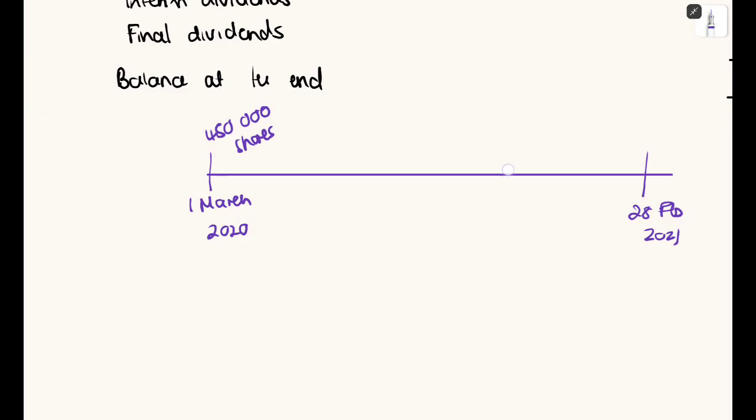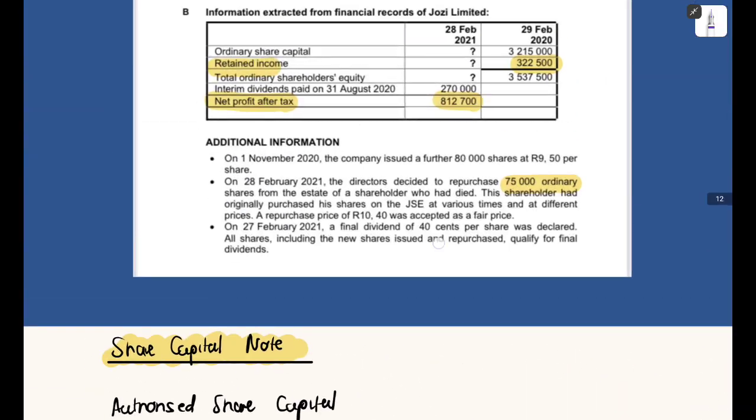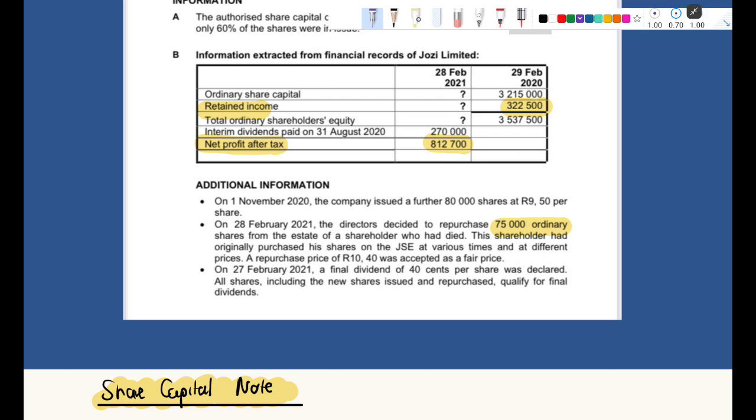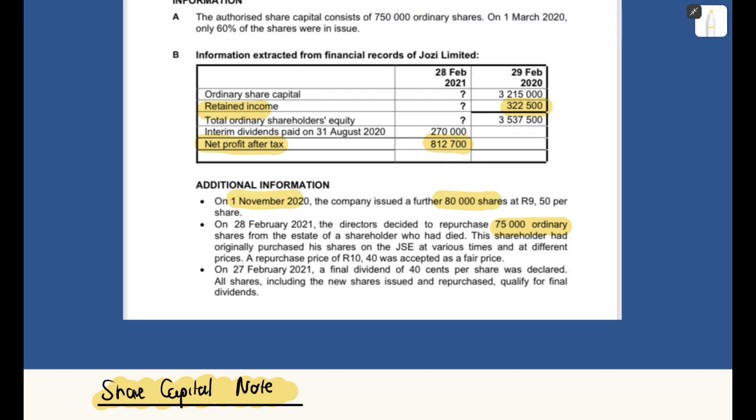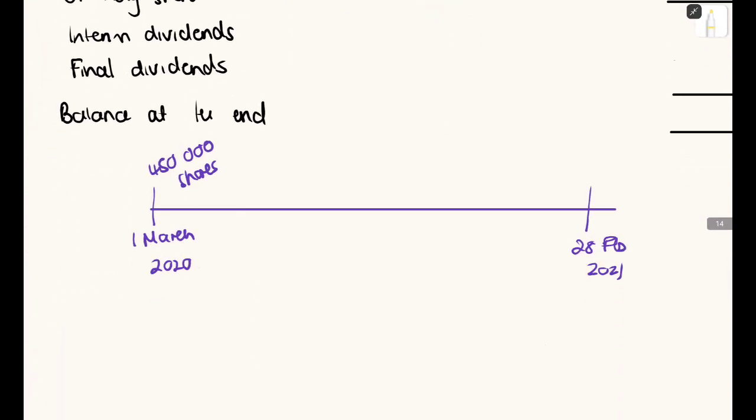Then during the year, I went and issued how many more shares? I issued 80,000 shares. So let's check the date for the shares issued during the year. They said that on the 1st of November 2020, we issued a further 80,000 shares. So somewhere along here, on the 1st of November 2020, we issued 80,000 more shares, right?